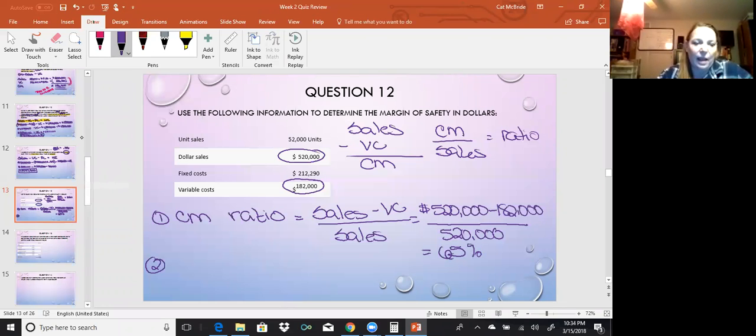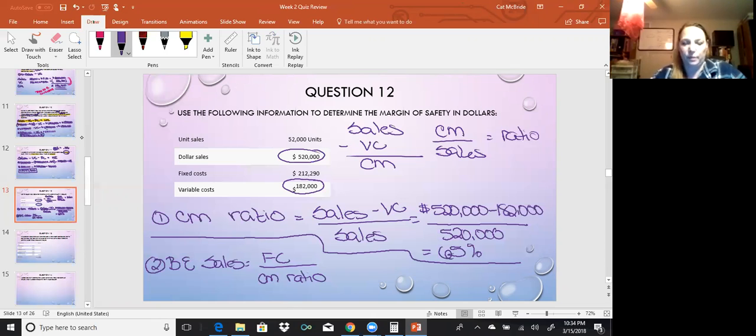All right, so now we're going to take our break-even sales, which is our fixed cost divided by our contribution margin ratio. This is the only chapter where the formulas become very important. So my fixed costs are $212,290 divided by my contribution margin ratio, which is 0.65, equals a completely different number than what I have written down using the wrong information. I come up with 137,989.